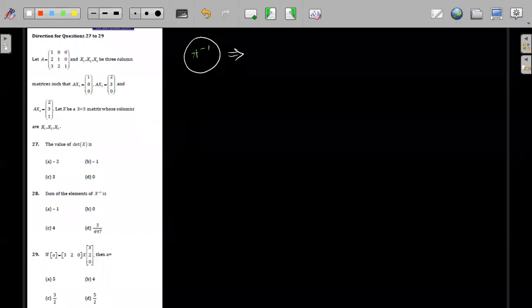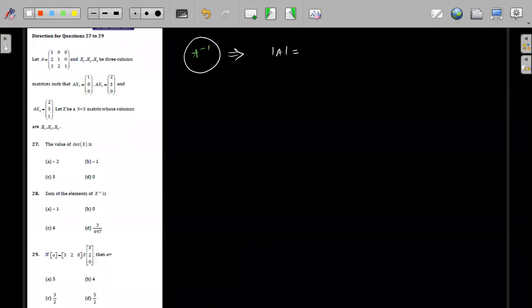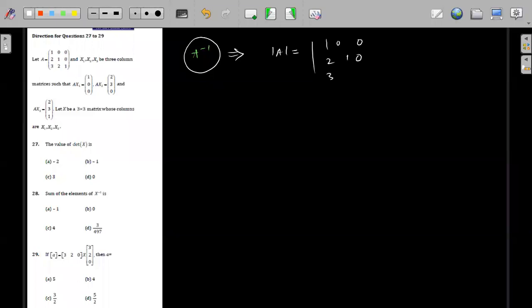So for A inverse, first thing you have to find is the determinant of A. So determinant of A for 1, 0, 0, 2, 1, 0 and 3, 2, 1. This will become 1. Determinant of A is 1 into (2 minus 3). Sorry, determinant of A is 1.